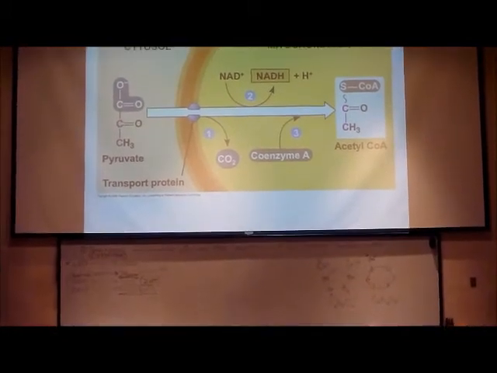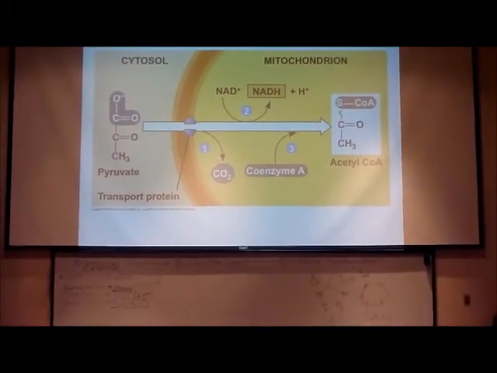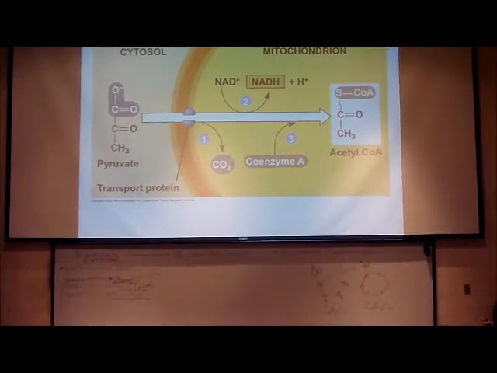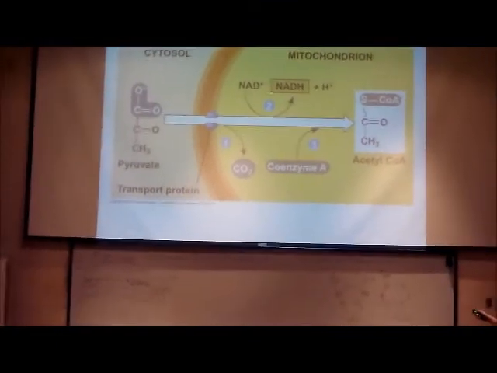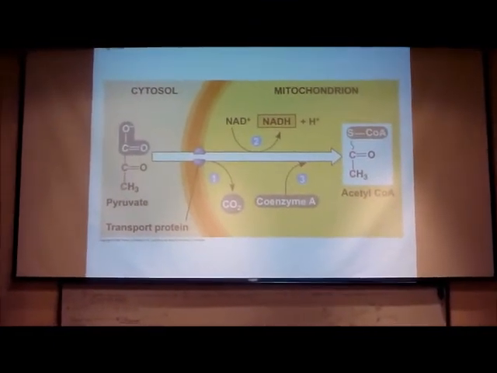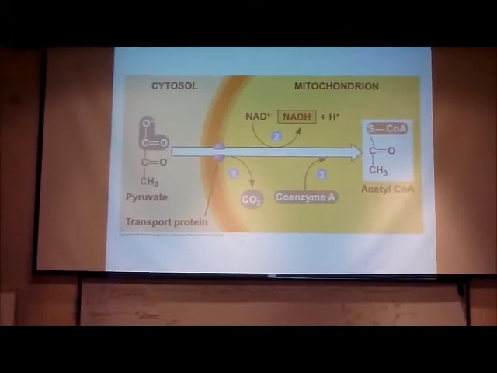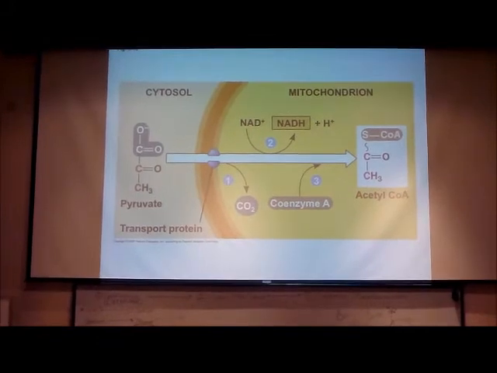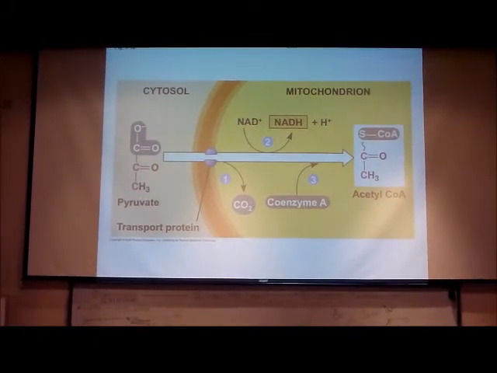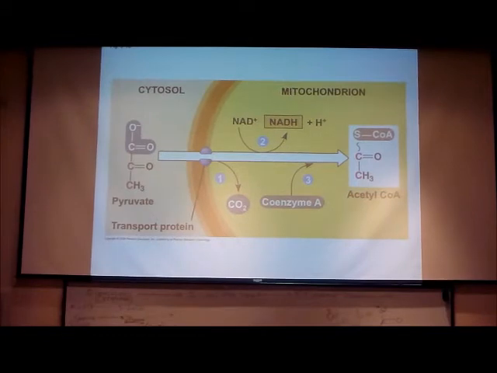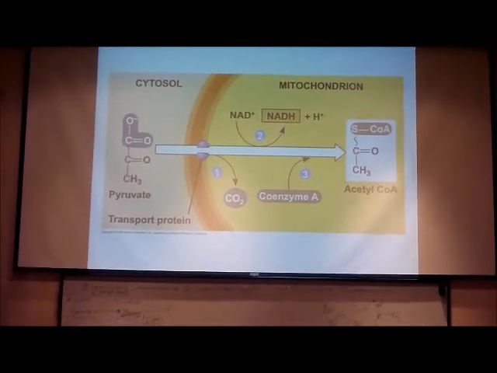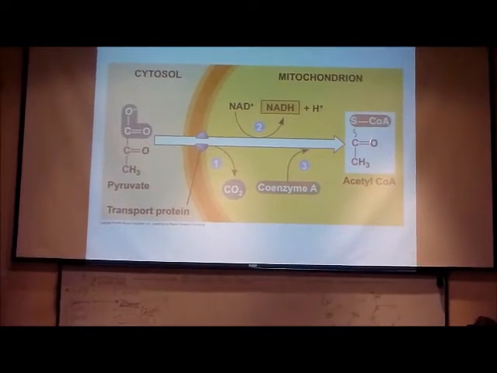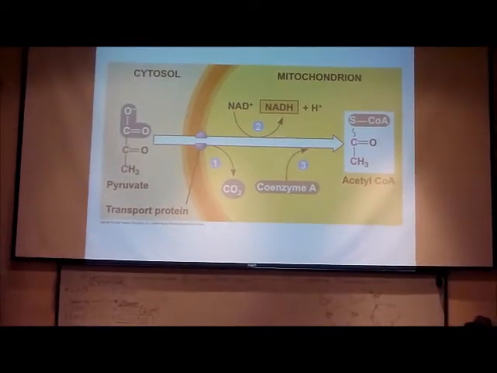Yes, Allison? Sorry, you said remove what? Like, in the beginning, what do you remove? In the beginning, we're going to remove carbon dioxide. Okay, so at 1 here you see we're removing carbon dioxide. We're then reducing NAD plus to NADH plus a free proton, which means we're oxidizing the remaining 2-carbon molecule so that it can bind to coenzyme A to form acetyl-CoA. We need to form acetyl-CoA or we can't enter the citric acid cycle. So if we don't produce this, we're not getting into the citric acid cycle.